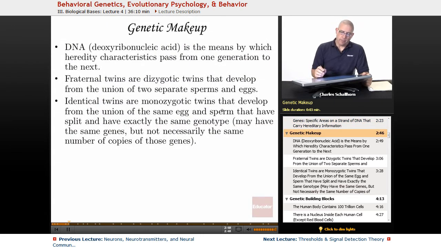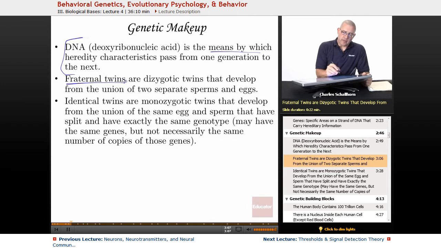Genetic makeup. DNA, again, it's the means by which heredity characteristics pass from one generation to the next. It's the means where the parents, the mother and the father, biologically pass along traits to their children.